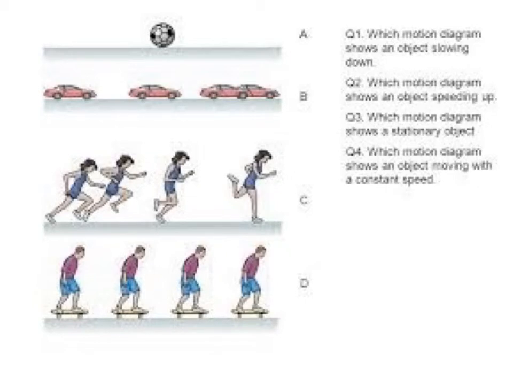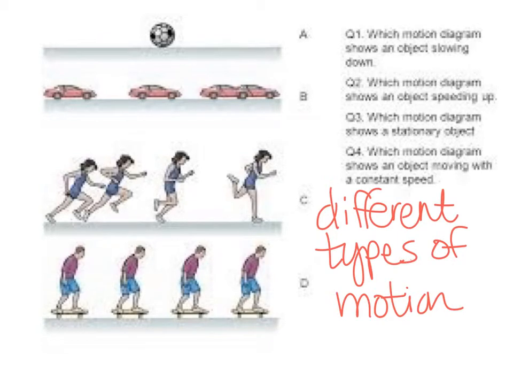Here we have 4 different motion maps. A map showing a soccer ball, a car, a runner, and a skateboarder. Each motion map or strobe diagram shows a different type of motion. Let's talk about which type of motion is shown in each strobe diagram. Question 1 asks, which motion diagram shows an object slowing down?